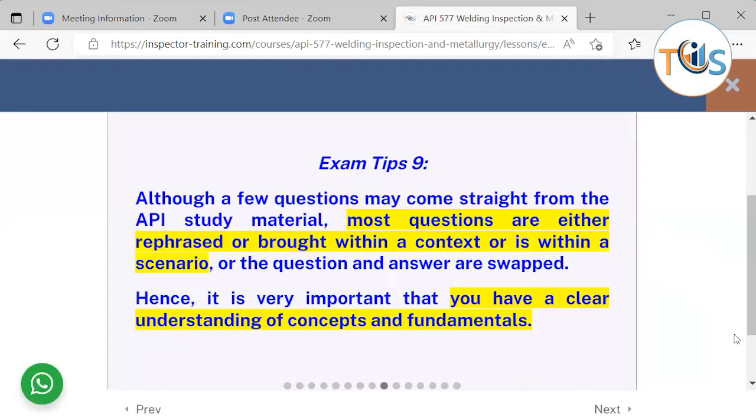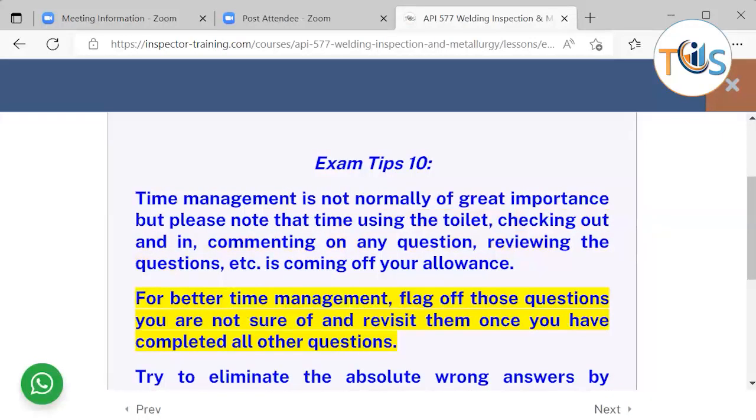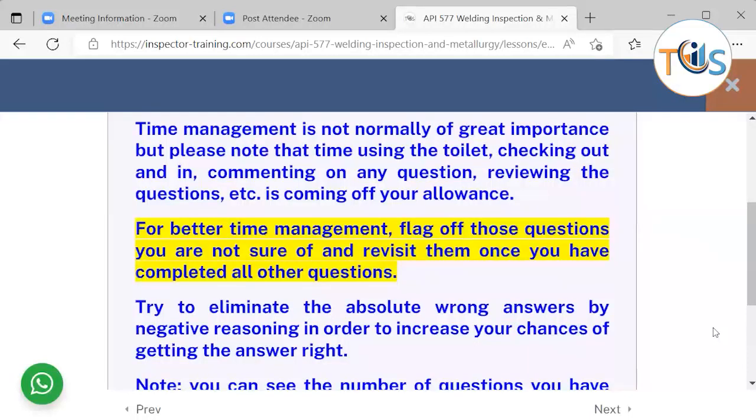Though a few questions may come straight from the API study material, most questions are either rephrased, brought within a context or scenario, or the question and answer are swapped. Hence, it's very important that you have a clear understanding of concepts and fundamentals. Time management is not normally of great importance, but please note that time using the toilet, checking out and in, security check, commenting on any question, reviewing the question, etc. is coming off your allowance.